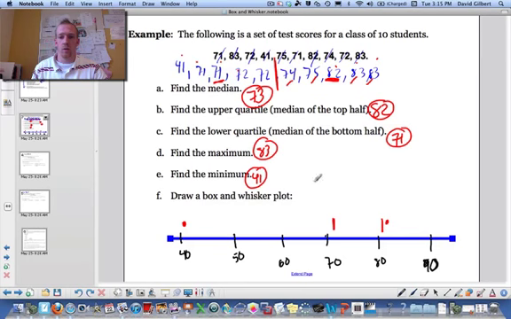And a 71 is our lower quartile. So we've got a box here. There's our whisker. There's our other whisker. So we have a very messed up looking cat here if these are whiskers. So there's our box and whisker.